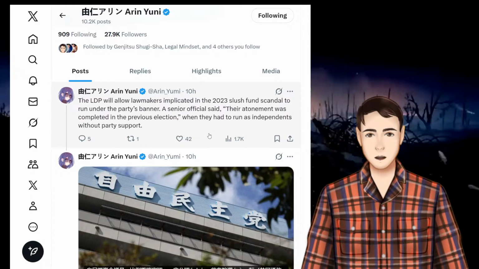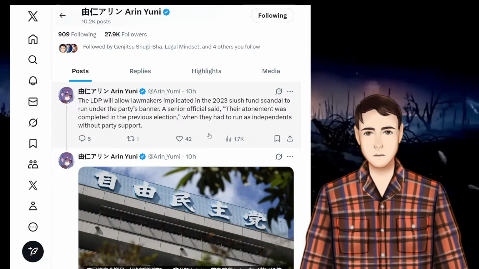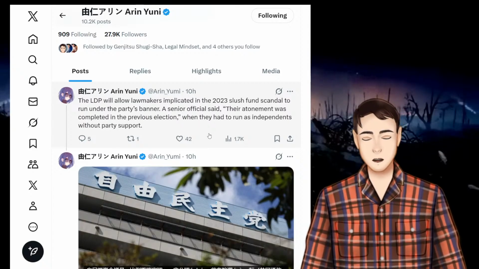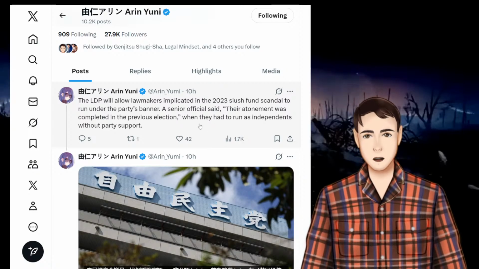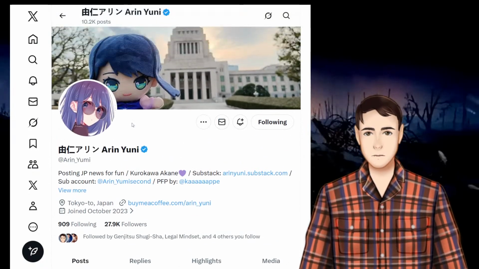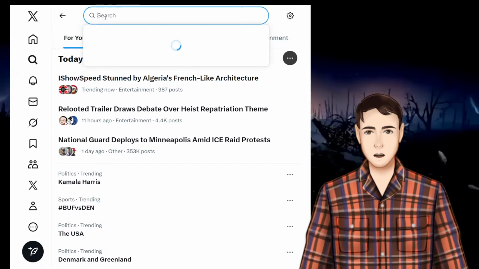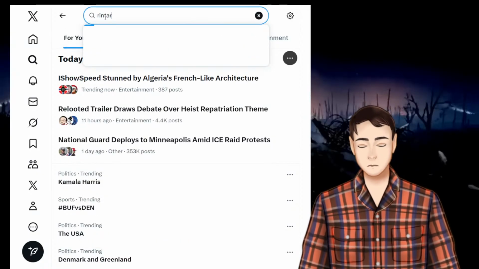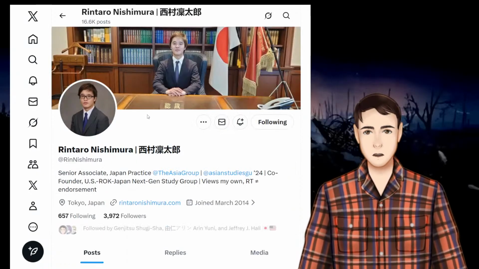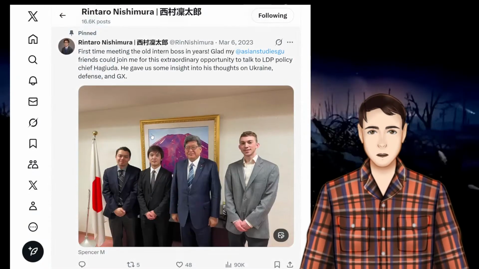So it looks like this is a total redoubt for the faction, the Shinzo Abe faction. I don't know. Does Rintaro have any more updates on anything?